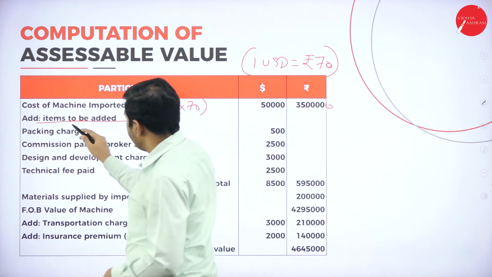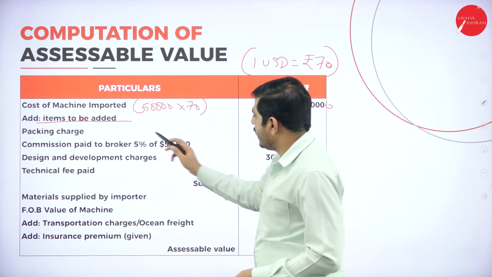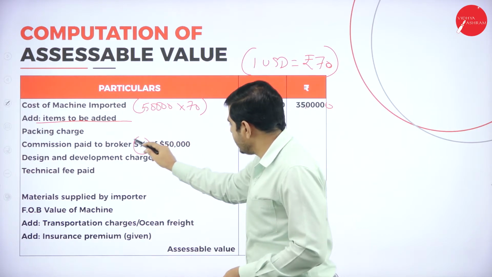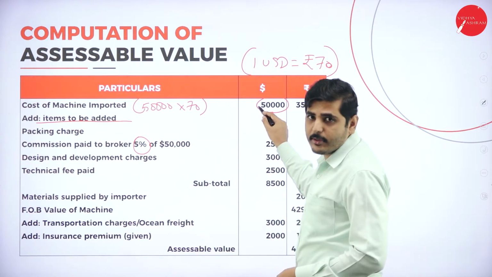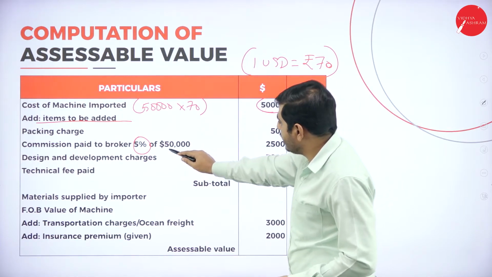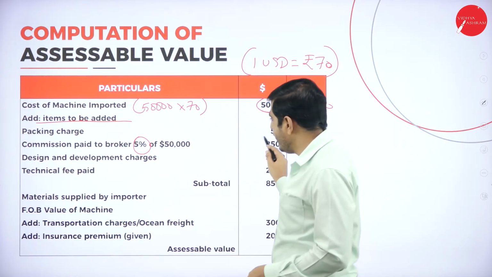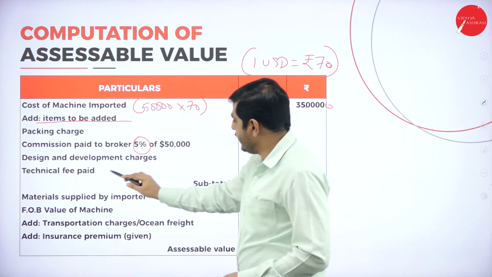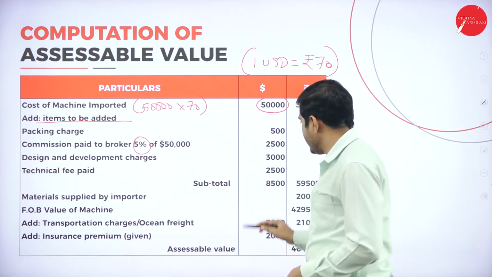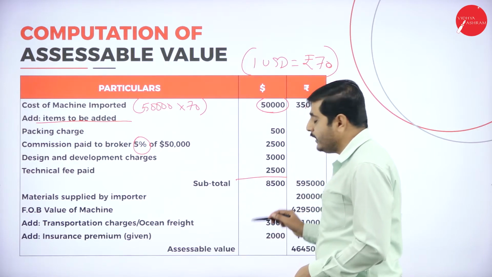Next one, add the items. What are the items we have to add? Packing charges we can add, commission at 5% on 50,000. Any commission given should always be calculated on the actual cost of the machine. So 5% on 50,000 is $500. Next, design and development charges $3,000. Technical fees paid $2,500. So the subtotal is $8,500.